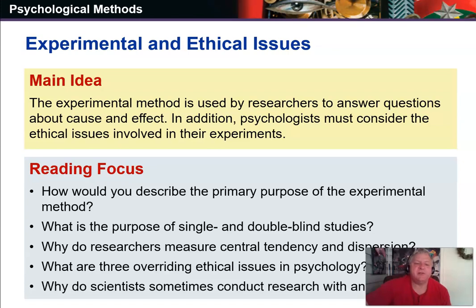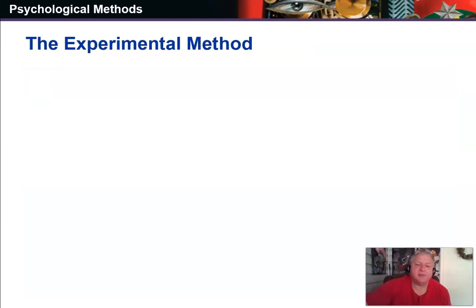So what you should be looking for here is: how would you describe the primary purpose of the experimental method? What is the purpose of the single and double-blind study? Why do researchers measure central tendency and dispersion? And what are the three overriding ethical issues in psychology? Why do scientists sometimes conduct research with animals?